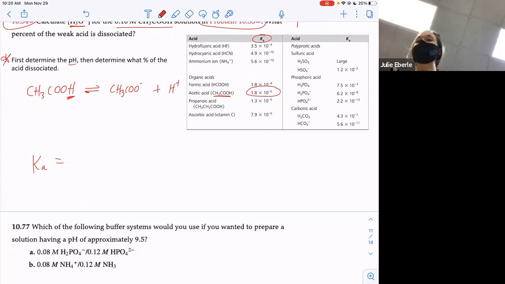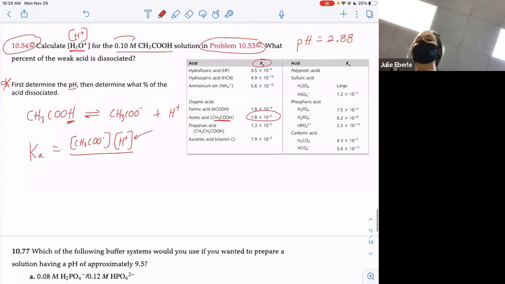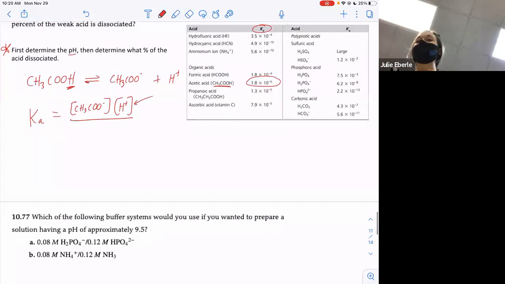Now we write Ka for this, which is products over reactants. So we have the concentration of acetate, and the concentration of H+, which is what we need to solve for pH, right? And then we have 0.1 molar of our acid. I'm going to plug that in on the bottom because that's my reactant, 0.1 molar.